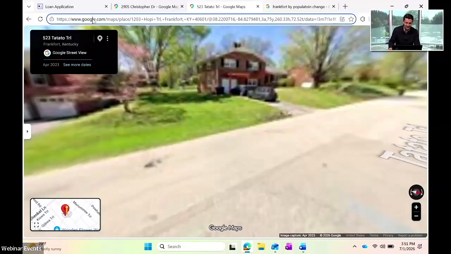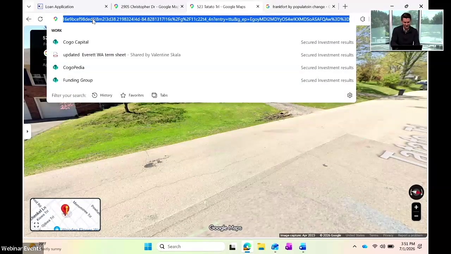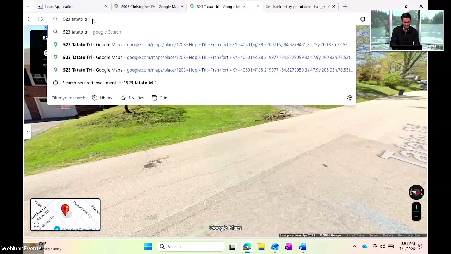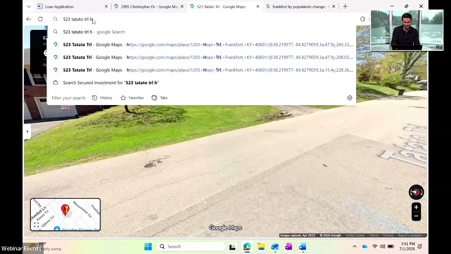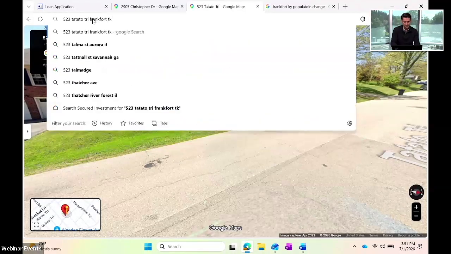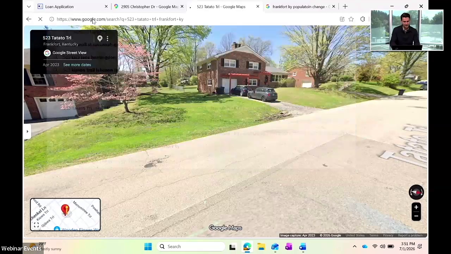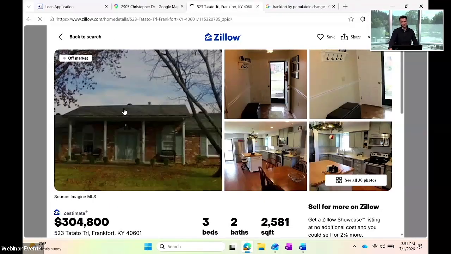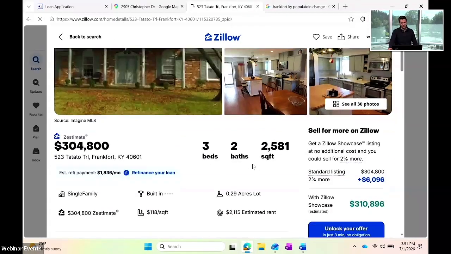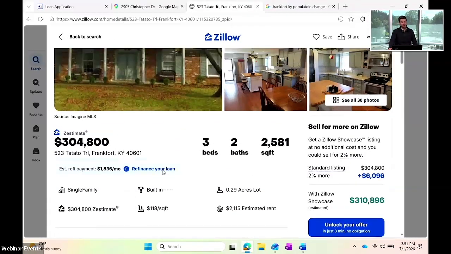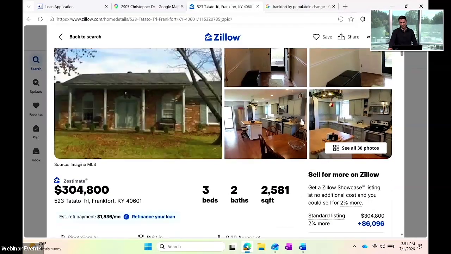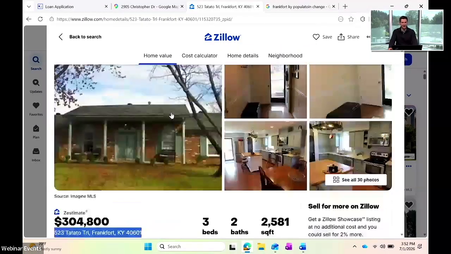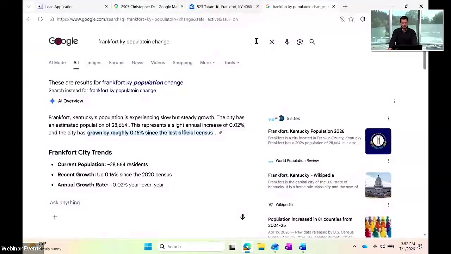Tatato? I don't know. I'll have to Google that one later. How do I even say that? Tatato Trail in Frankfort. All right, here it is. Here's our new deal. 2,500 square foot home. We don't know when it was built. We even have some pictures. That's nice. 523.